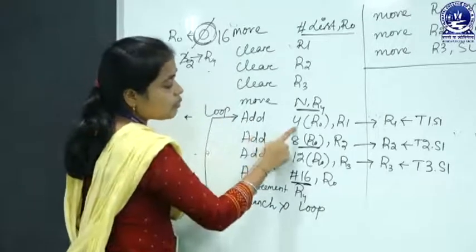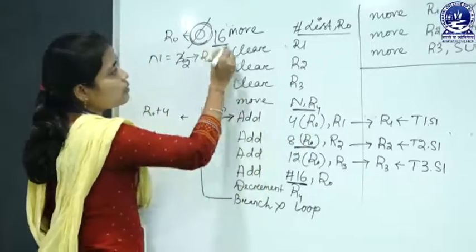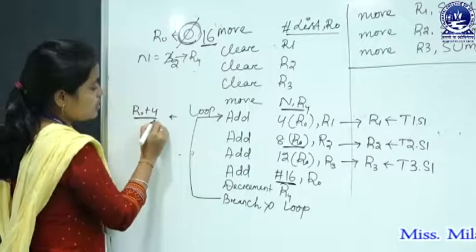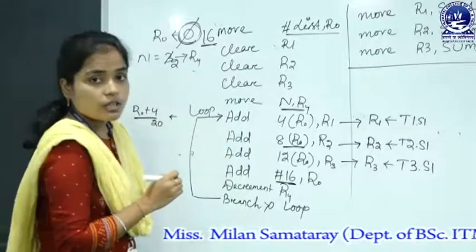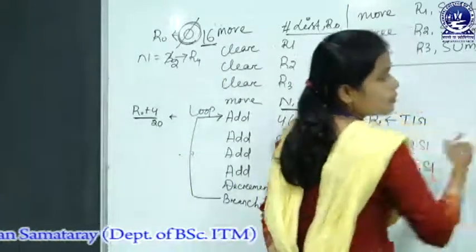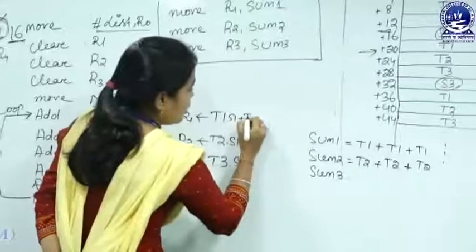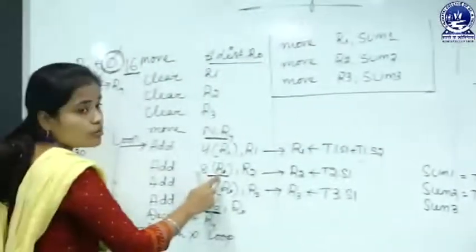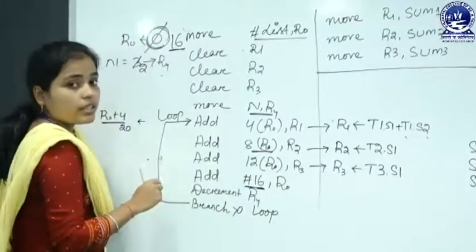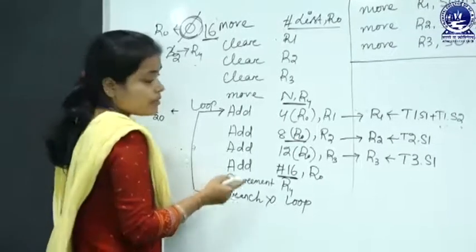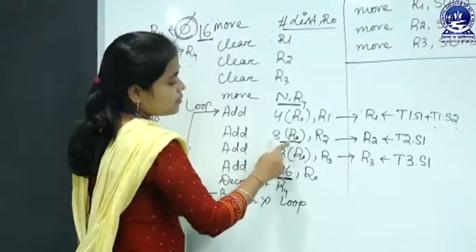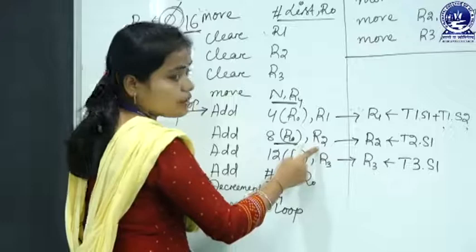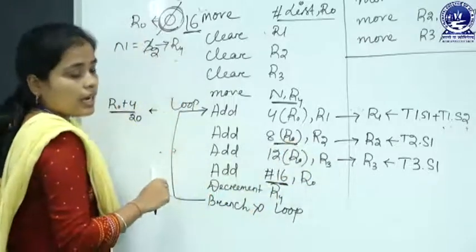Now add 4 to the R0 content. What is the R0 content now? 16. So we add 4, and now R0 plus 4 points to the 20th memory location. What is at 20? Here, it is the T1 of student 2. Then add 8 to the content of R0 and store it in R2. You have to add the content of R0 with 8, then after getting the operand you add it with the R2 content, then you store it in R2.